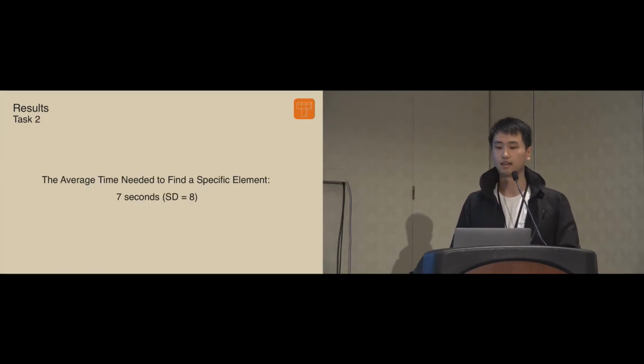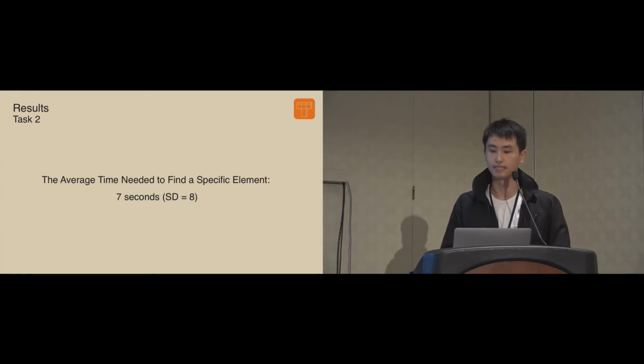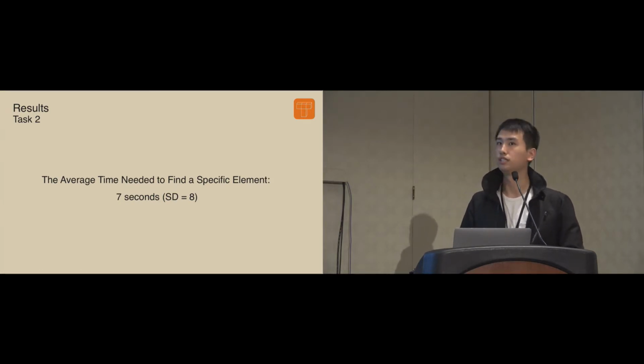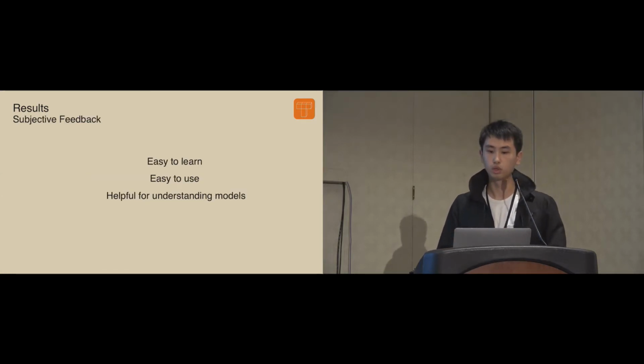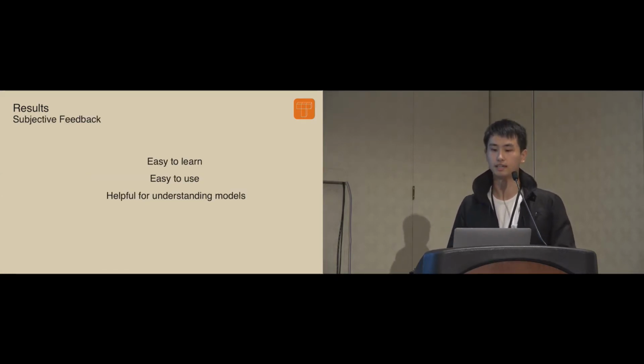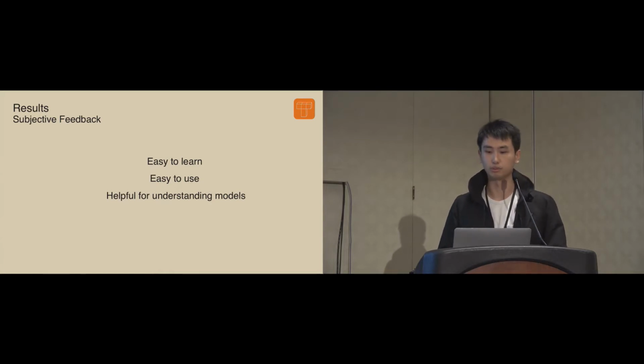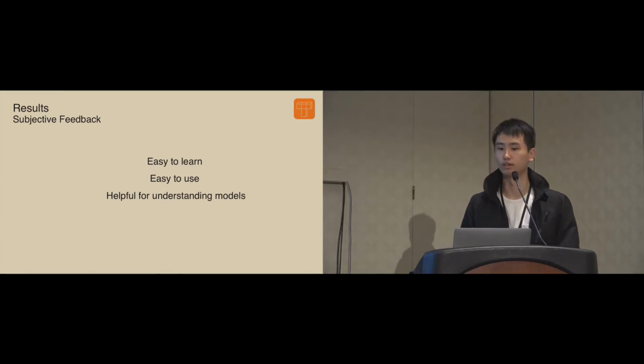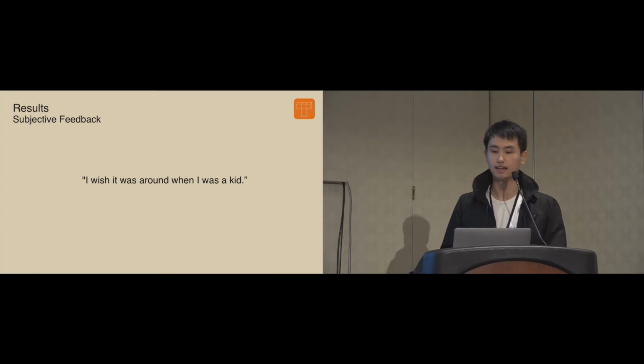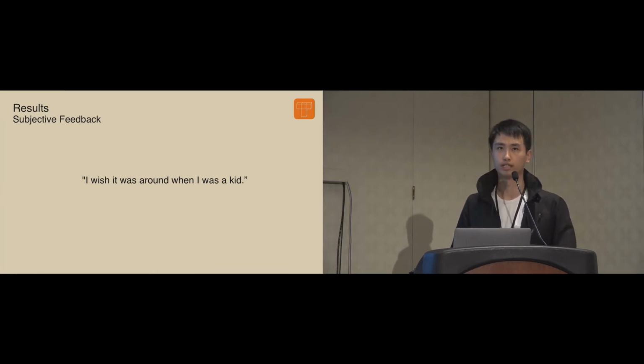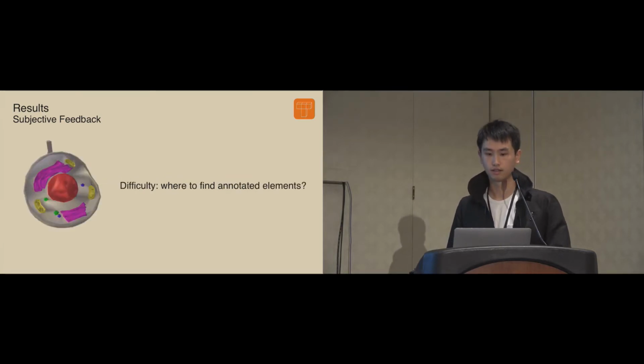In the second test, we find on average it took a participant 7 seconds to find a specific element, which means if a user wants to learn a certain concept or certain element, he could locate that element quickly using Talkit. During the interview, participants expressed that Talkit was easy to learn and easy to use and helpful for understanding models. One participant said, "I wish it was around when I was a kid," suggesting how useful Talkit could be for blind children.